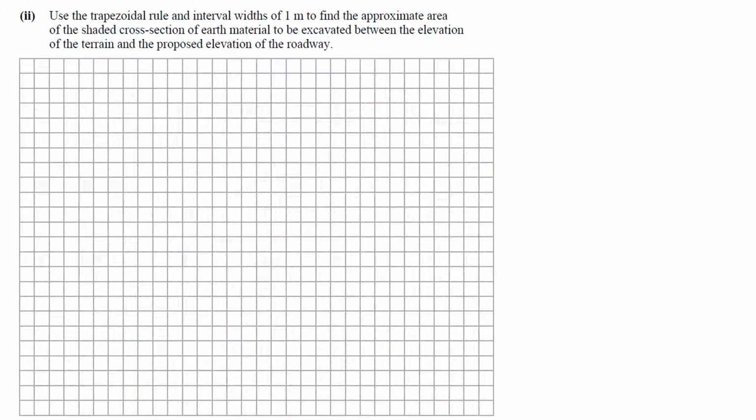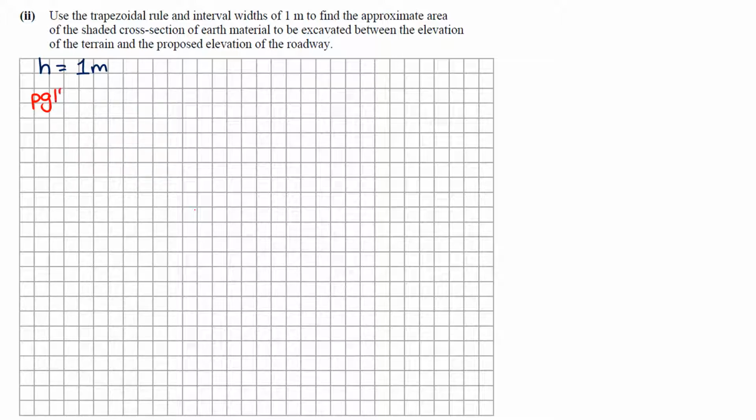It then says use the trapezoidal rule and the interval widths of 1 meter. When it says interval widths, what it means is h is equal to 1 meter, and to find the approximate area of the shaded cross-section of earth material to be excavated between the elevation of the terrain and the proposed elevation of the roadway. So first thing we're going to do, we're going to go to page 12 of our log tables.